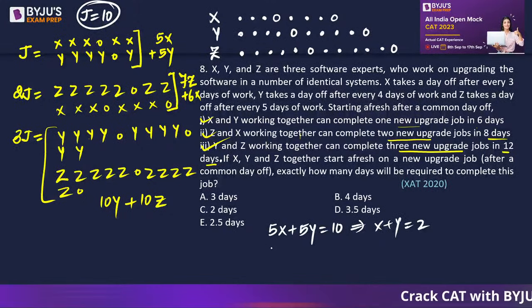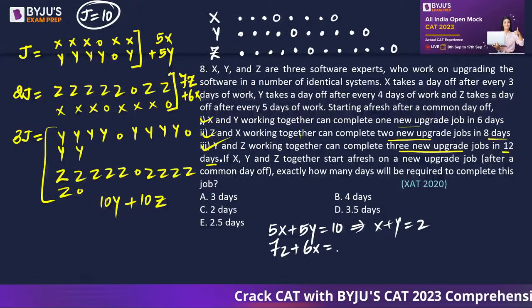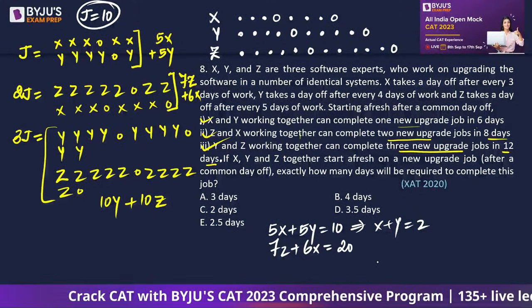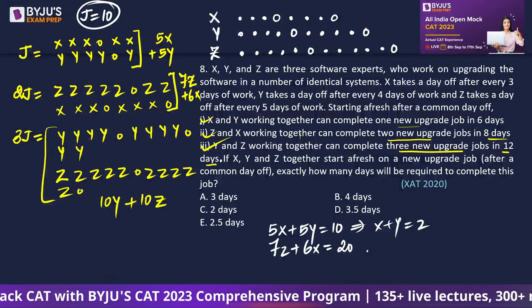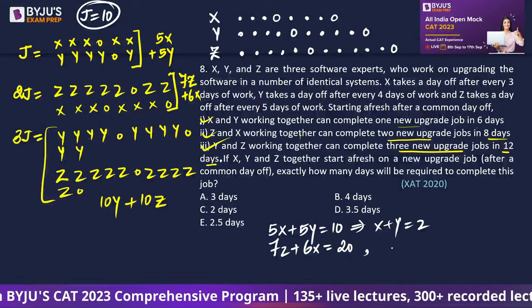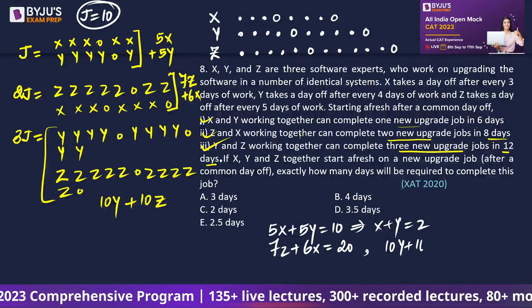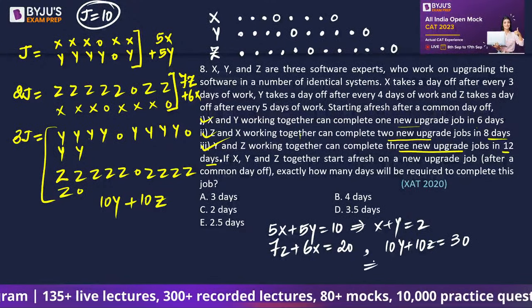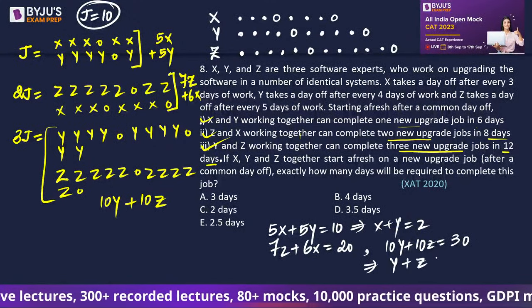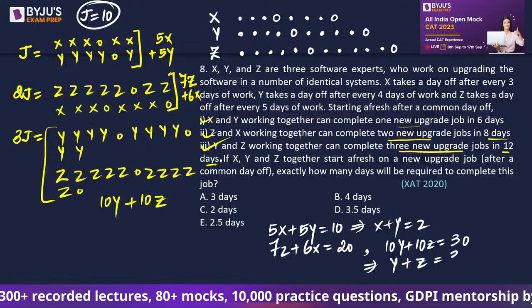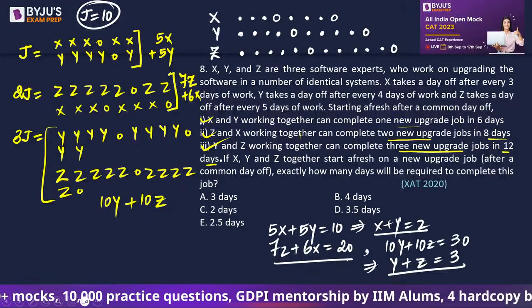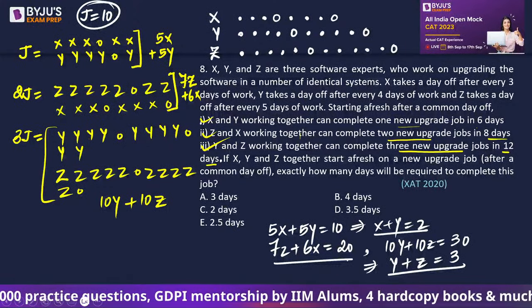From the second one, we can say 7z plus 6x is equal to 2 into 10, which is going to give us 20. We can't simplify this. The third equation gives us 10y plus 10z. This is equal to 30, or this results in y plus z is equal to 3. So we have these 3 equations and we need to find out x, y, z की values.